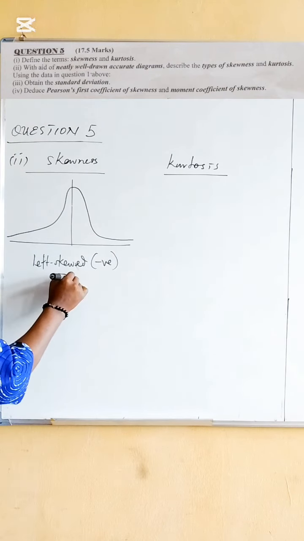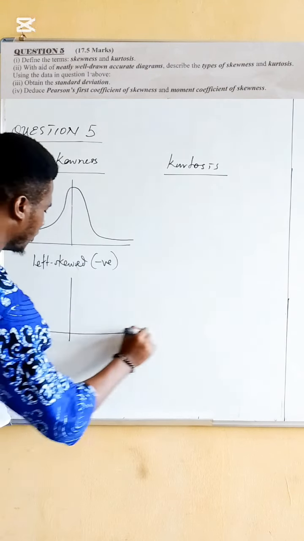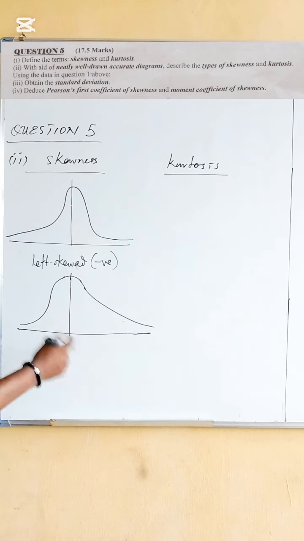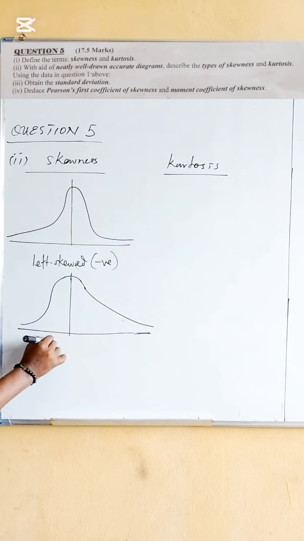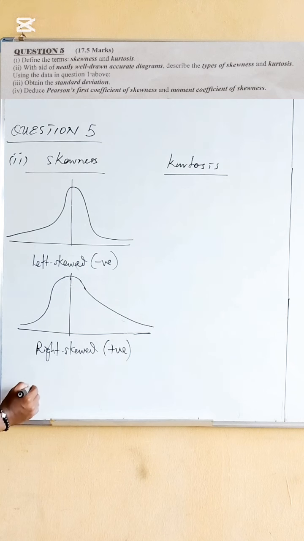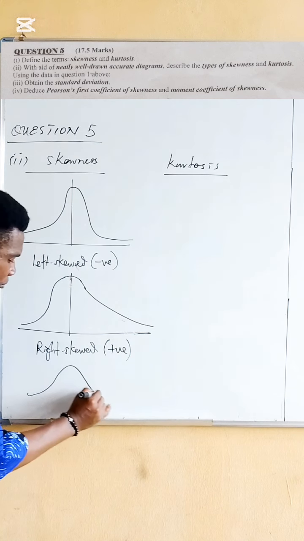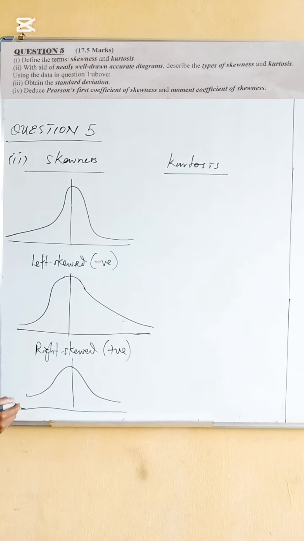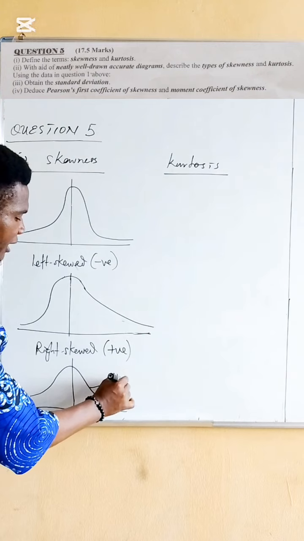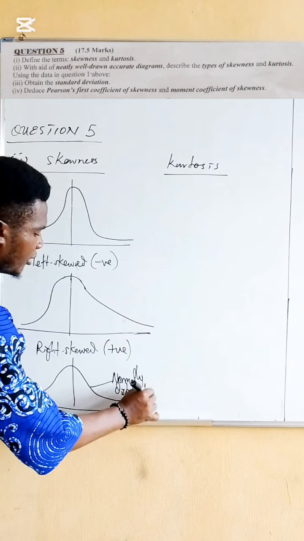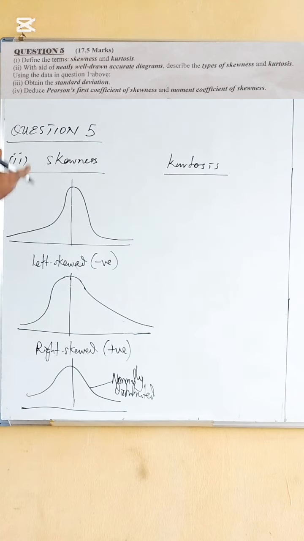Now, however, it is possible that it could be skewed to the right, where you have a long tail to the right. So we say this is right skewed or positively skewed. Now, the last is that the distribution may be normally distributed, in which case you have this. So in this case, we say it is normally distributed. There is no skewness. Okay, so these are the three possibilities under skewness: left skewed, right skewed, normally distributed.